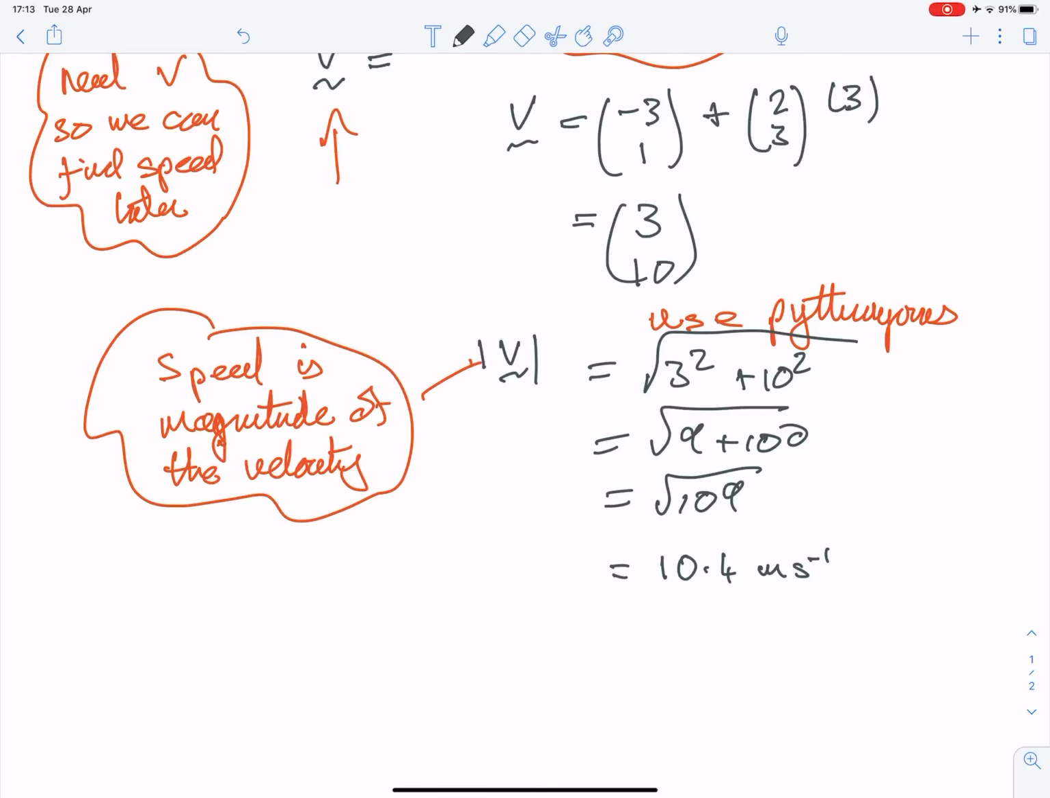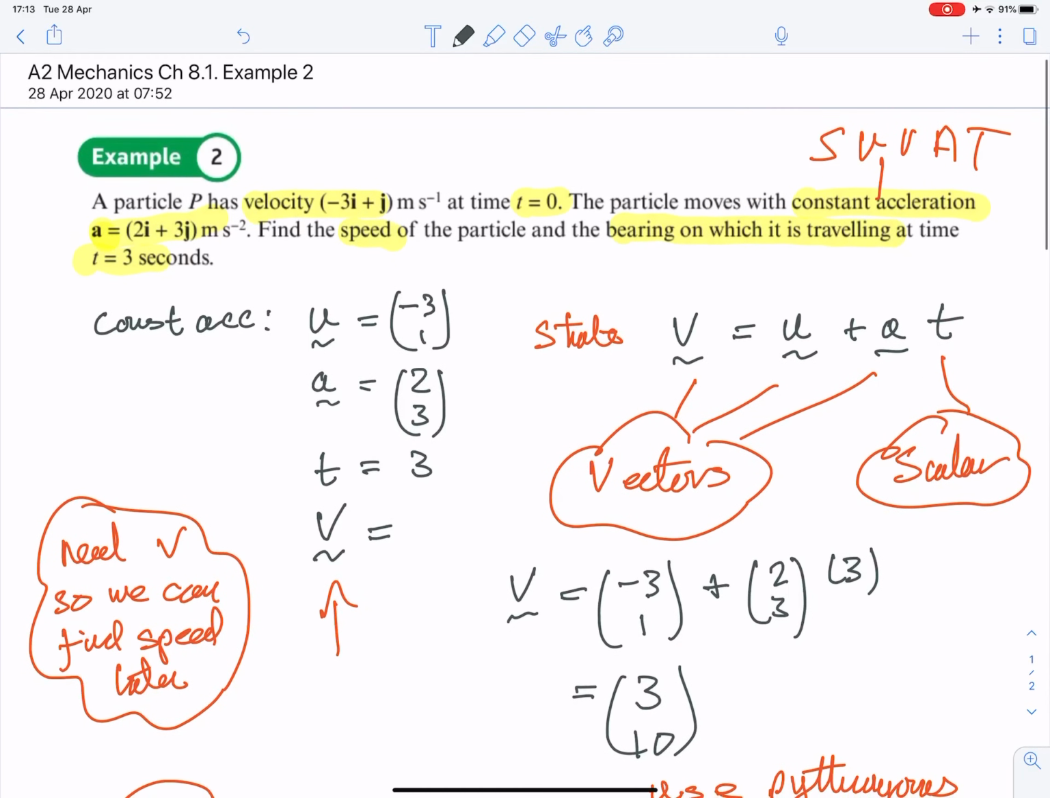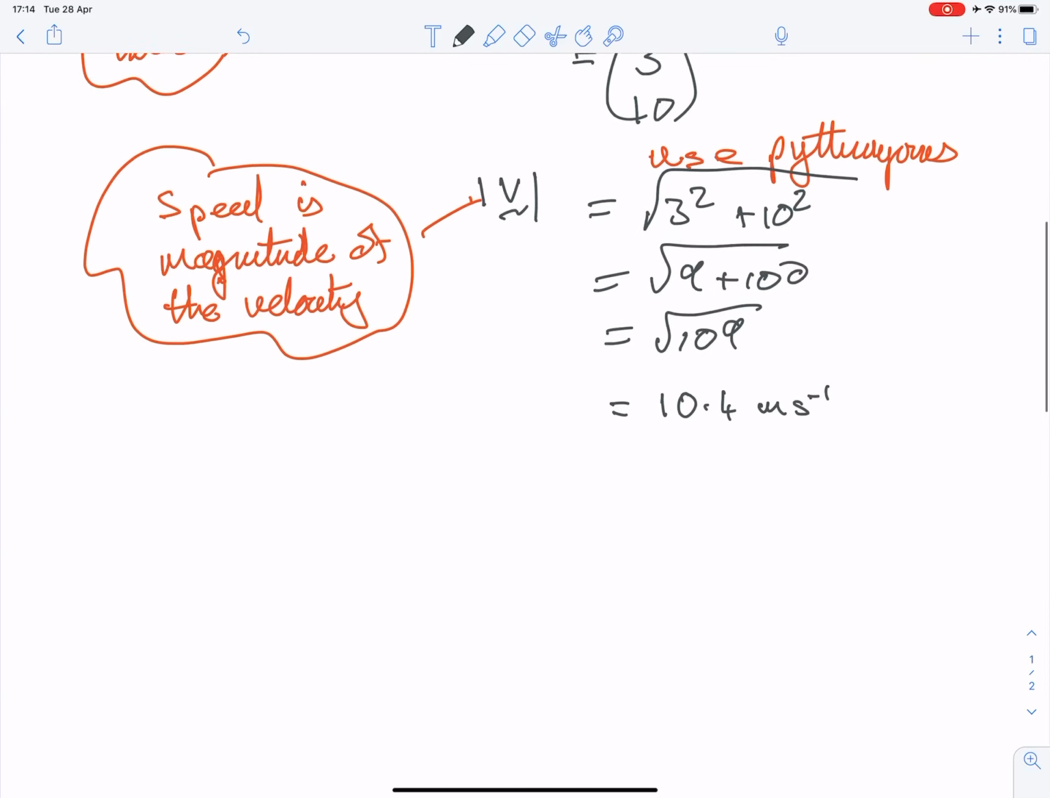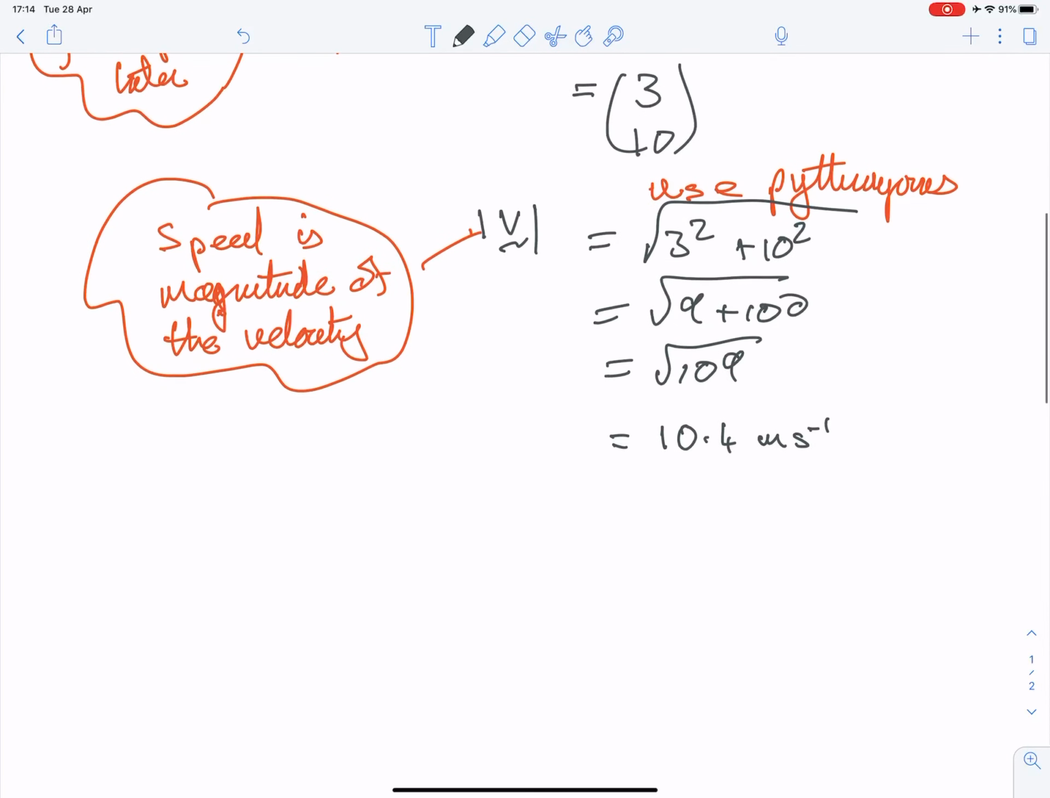Okay, so we think we're finished. Go back, read the question. Find the speed, we've done that. And the bearing on which it is travelling at t equals 3 seconds. So we've got to find the bearing. Well, to know the bearing, we've got to have remembered how they defined things at the start of this section. So that was i and j, and that's north and that's east. That came at the beginning of the previous example of how they were defining things in this section.